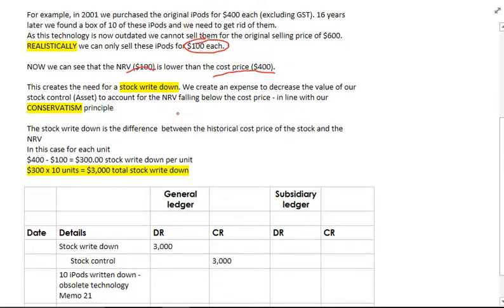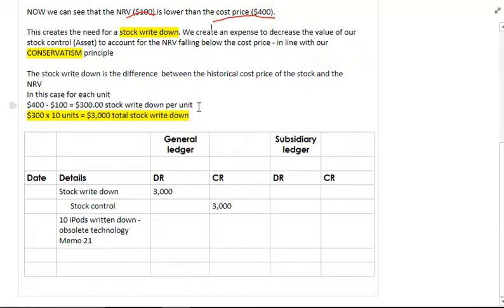A stock write-down is creating an expense to decrease the value of the asset of stock control and also to decrease owner's equity, to account for the net realisable value falling below the cost price. So again, with our conservatism principle. The stock write-down is actually the difference between the historical cost price and the NRV.